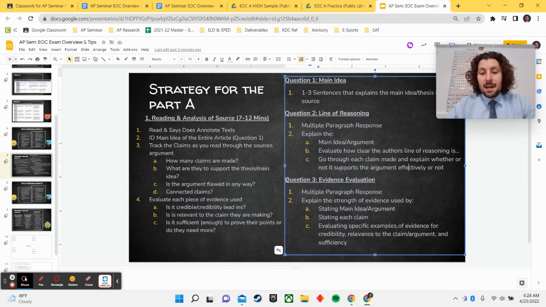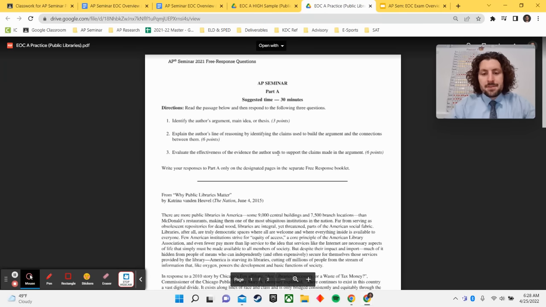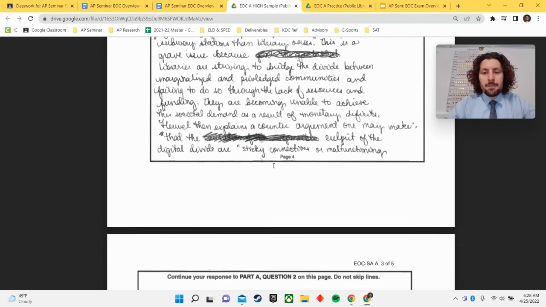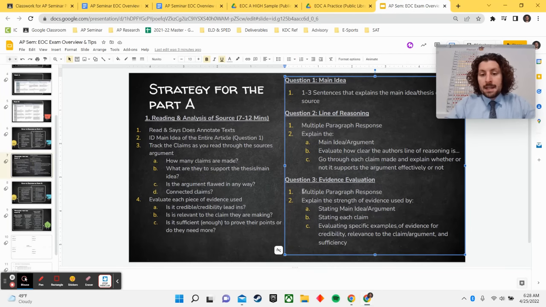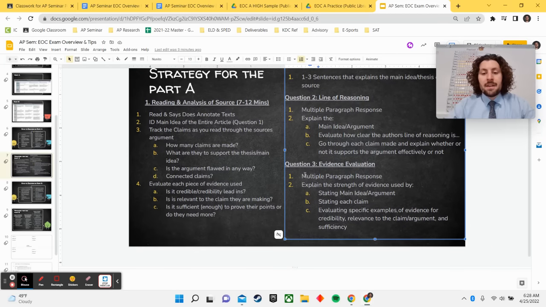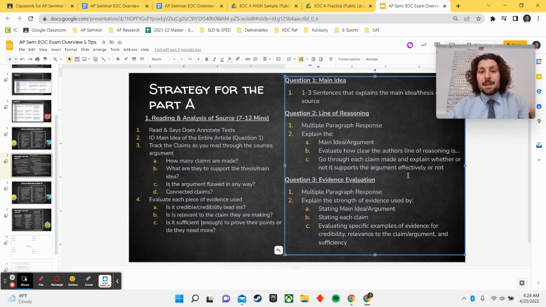And then lastly, and if you want to see samples, again, those are linked in here in that one page where you can read a student high scoring response. Now, lastly here, question 3 is a multiple paragraph response again, and it's going to ask you to evaluate the evidence that's being used by the author.